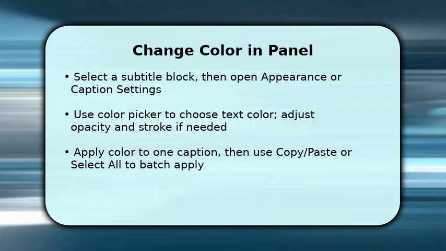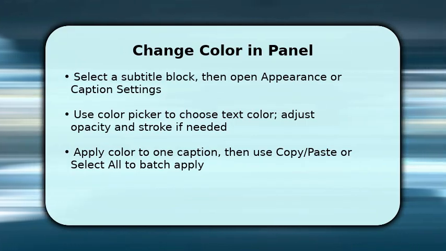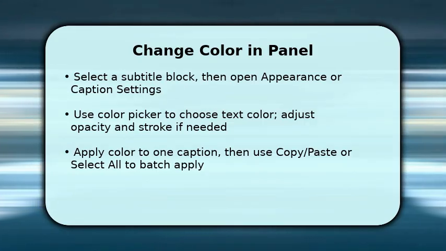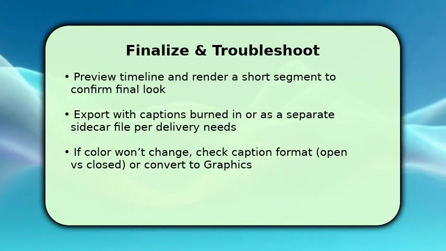If you need uniform color across all subtitles, select multiple caption blocks or use Select All and paste attributes or create a style preset. Make sure contrast is sufficient. Test on bright and dark frames to ensure readability. After applying color, scrub the timeline and render a short segment to verify how subtitles display in motion.